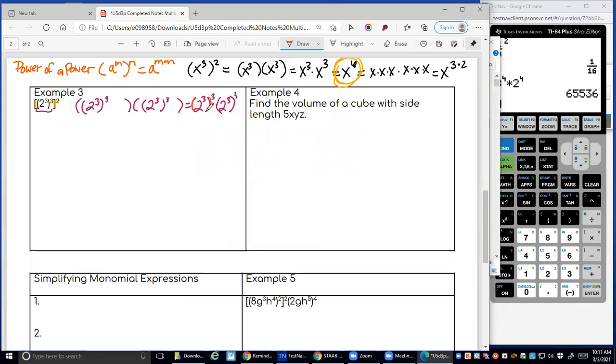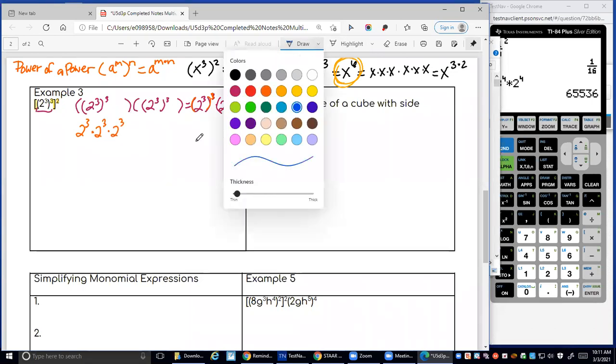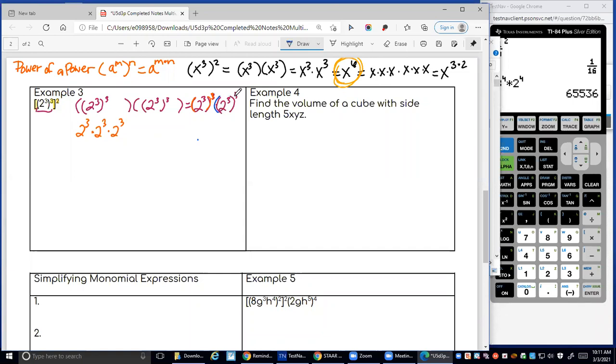Now that I have that, I'm really going to focus on this part right here. Okay, the little brackets to the 3rd power, right? So I'm going to take whatever's inside and I'm going to do it 3 times. So that's going to be 2 to the 3rd power times 2 to the 3rd power times 2 to the 3rd power, right? That's the first one. And then the second one, I'm going to take this and do it 3 times. And so that's going to be 2 to the 3rd power times 2 to the 3rd power times 2 to the 3rd power. And this is where we were yesterday, right?